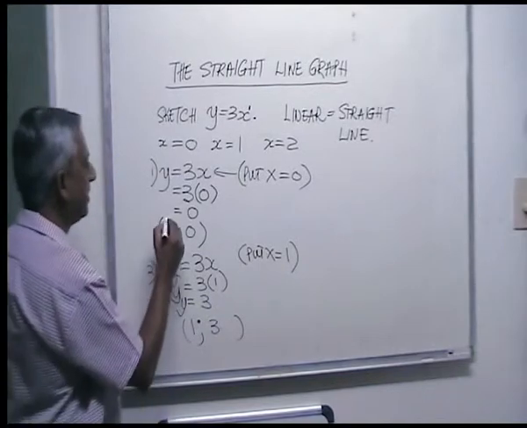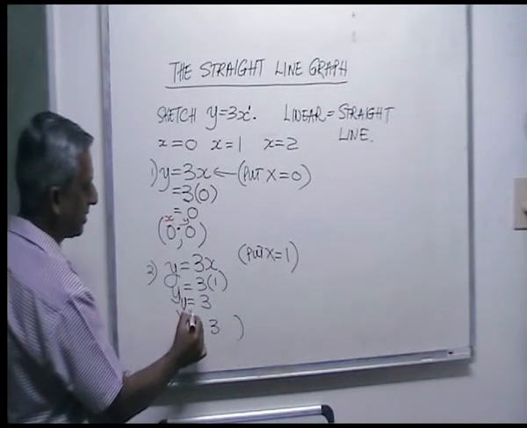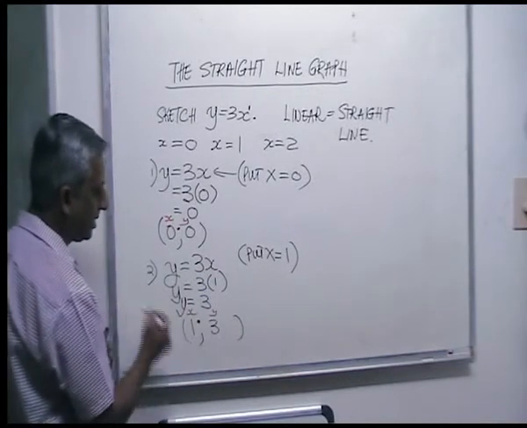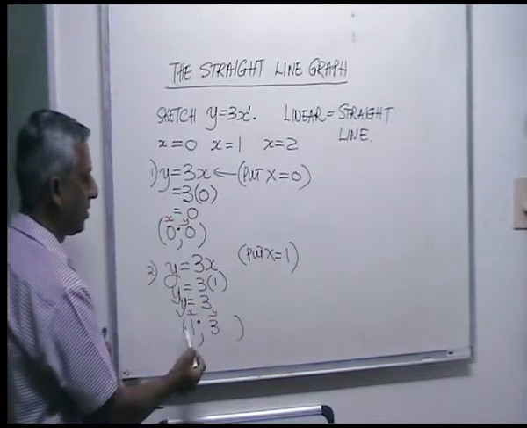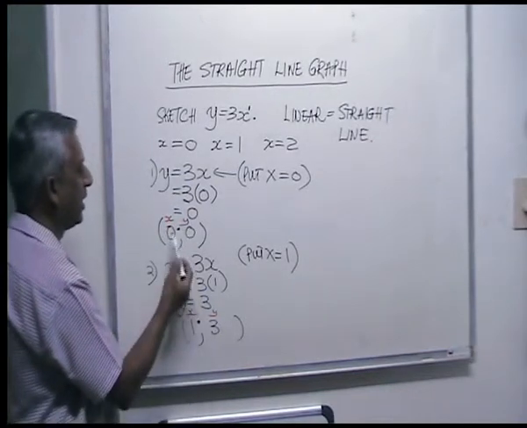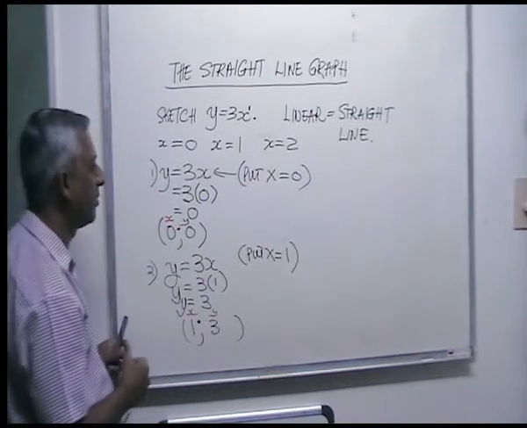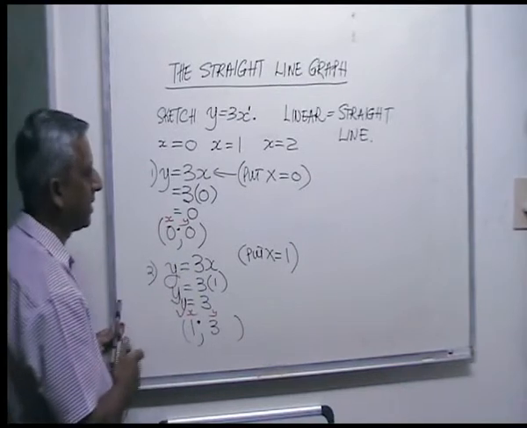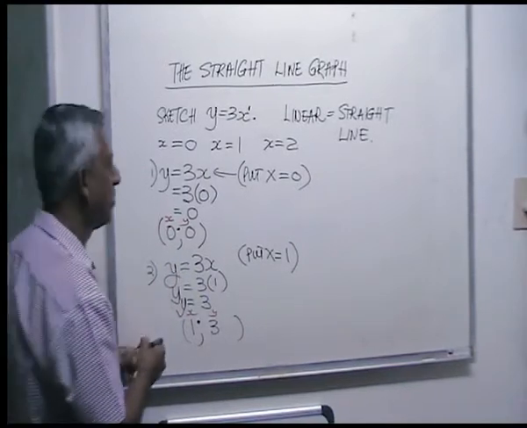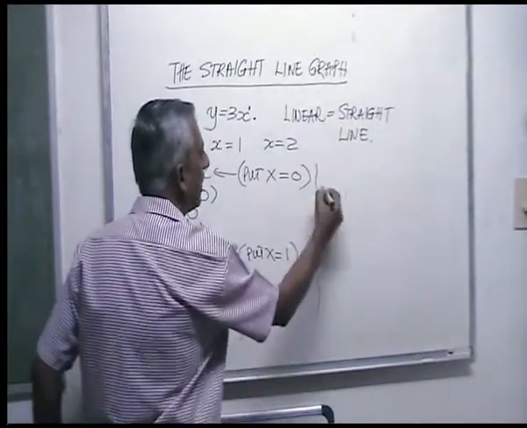You see here, x is 0, y is 0. Here, x is 1, y is 3. And if you remember clearly, earlier on in our first part, we explained that these were ordered pairs, or we call them pairs of coordinates. Alright, let me find the third ordered pair here. So I'll do number 3.